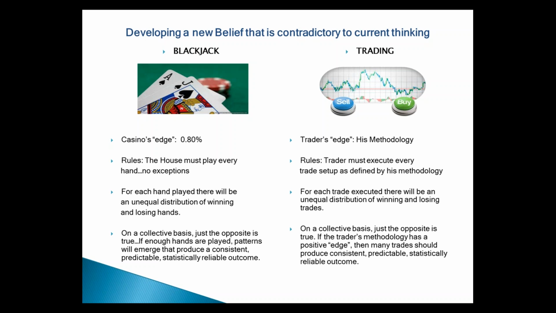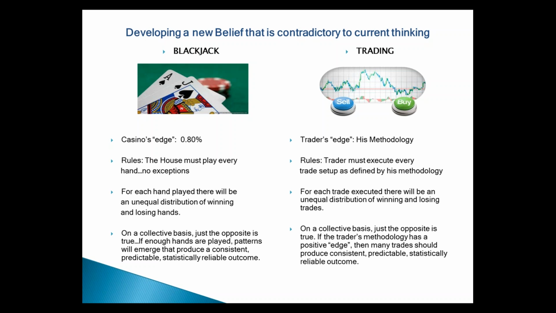Now in order for that trader to exploit that edge, what does he have to do? He must execute every trade setup as defined by his methodology. He can't say, well, I don't think I'll take this one because it doesn't look right. If the criteria is there, he must take it. Just like the house in the casino, they must play every hand. And for each trade executed, there'll be an unequal distribution, a series of winners, a series of losers.